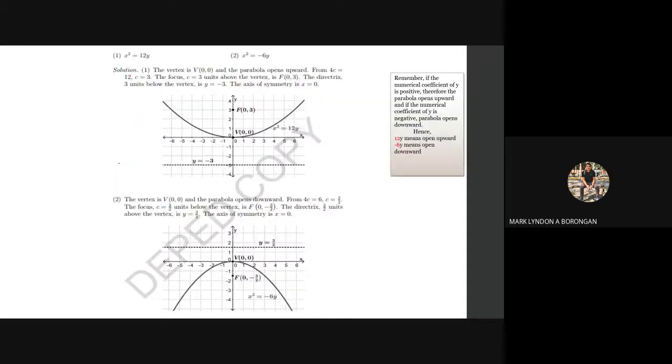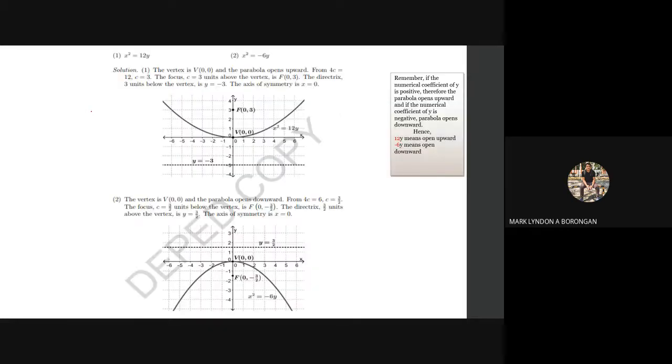So let's have an example. In this example, we will determine the focus and directrix of the parabola with the given equation, sketch the graph, and indicate the focus, directrix, vertex, and axis of symmetry. So you have there for number one, x squared is equal to 12y.